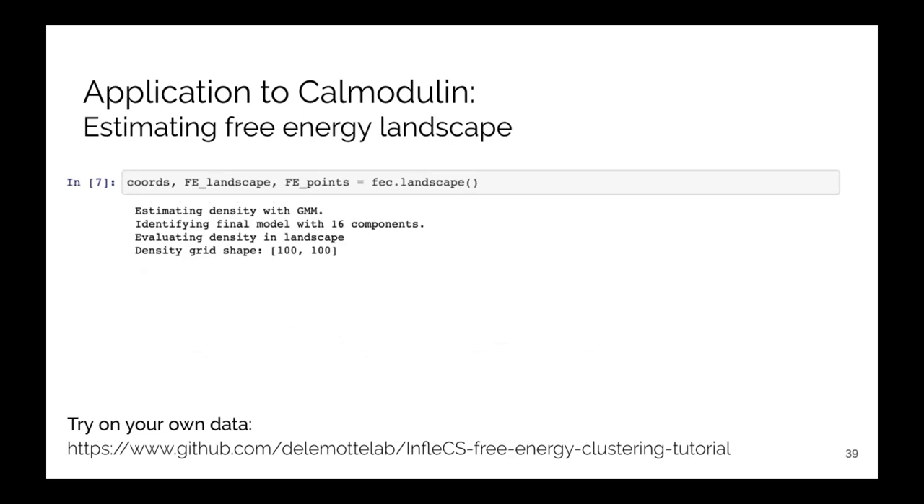So the next step is to estimate the free energy landscape. And this is done by just writing fec.landscape. This will identify a model to use. It will estimate the density and then get the free energy from this. And it will return the coordinates of the grid, so this will be kept in coords.